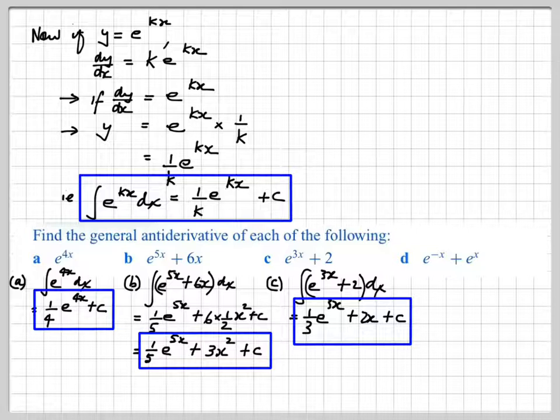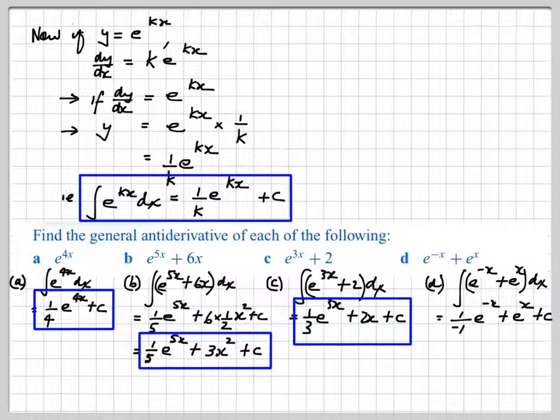Now here's the fourth one. They've thrown a negative exponent at us, but we're not worried. No problem, because e to the negative x is just e to the minus 1 times x. So that is our compensating factor. That's like the k is minus 1. So we just do it in that vein. We get the antiderivative of e to the minus x plus e to the plus x with respect to x. And what do we get?